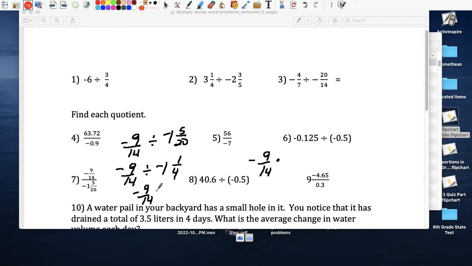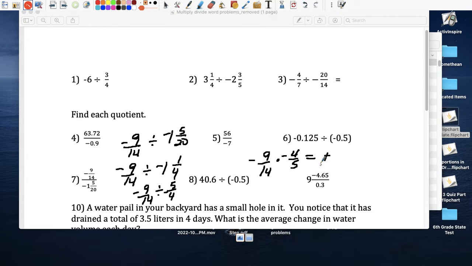-9/14, and we're going to divide that, and let's change that to an improper fraction. 4 times 1 is 4 plus 1, so that's -5/4. Now I can finally change that to a multiplication problem. So -9/14 times the reciprocal of that, which is -4/5. Simplify. Negative times a negative is a positive.